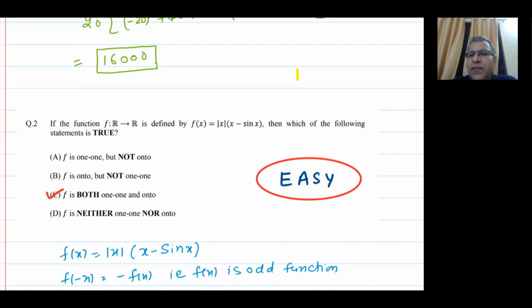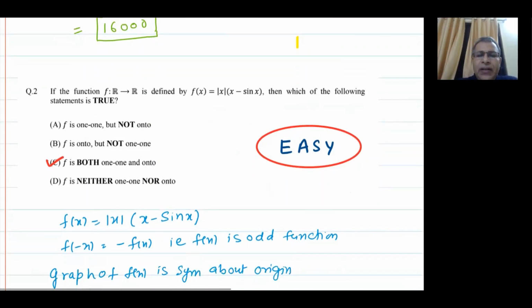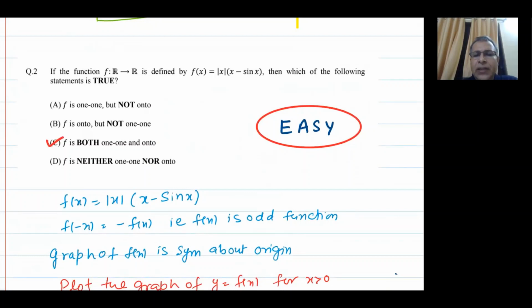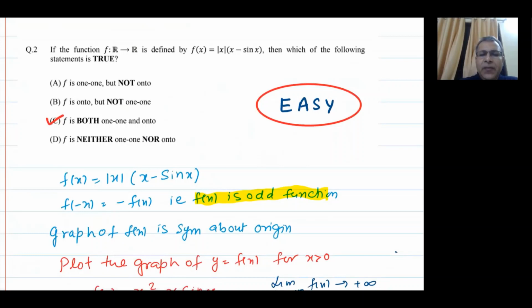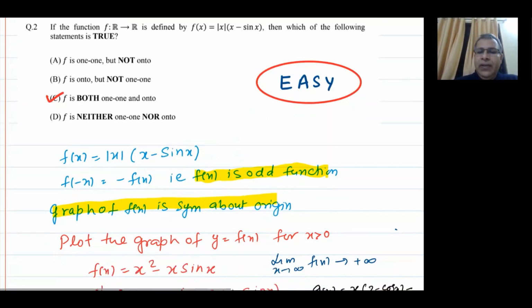First we'll check the nature of the function, whether it is even or odd, or what the nature of the function is at the origin. If we take f(x) equal to modulus x into (x minus sin x) and replace x by minus x, we get f(minus x) equal to minus f(x). So the given function f(x) is odd. Then we have to plot the graph of the function. An important point here is that the graph of the function is symmetrical about the origin. That means if you plot the graph for x positive, we take its symmetry about the origin and we get the similar curve.